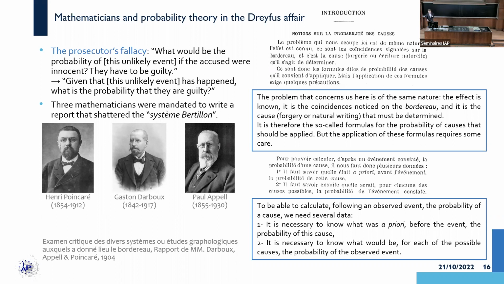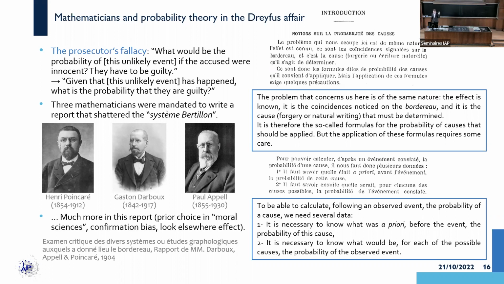They allow you to calculate, following an observed event, the probability of a cause. We need several pieces of data. It is necessary to know a priori, before the event, the probability of this cause. And it is necessary to know, for each of the possible causes, the probability of the observed event. That's what in modern parlance we call a prior and the likelihood of all the events, which allows you to normalize and compute the evidence.